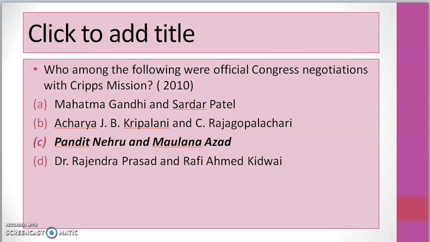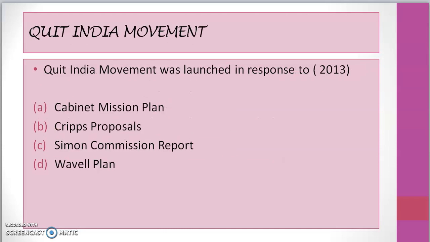Now let's look at the next important topic, which is your Quit India movement. Now, Quit India movement is linked to your Cripps proposals, and as you guys know, Quit India movement was launched because Cripps Mission failed to solve the constitutional deadlock in India. Okay, so with that background, let us start looking at the question.